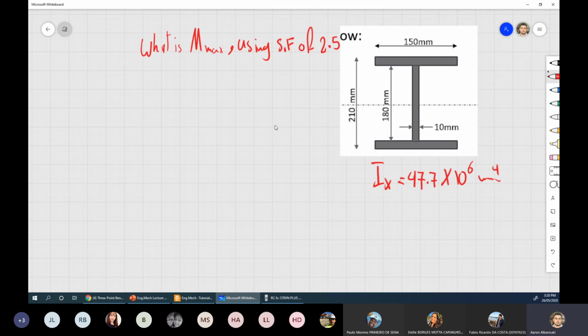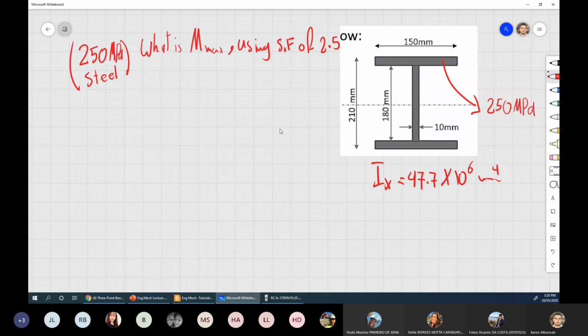Sorry, I forgot to tell you here. This is using a 250 MPa steel. If the strength of material is 250 MPa steel, this is here, 250 MPa. And I'm asking you, what's the maximum moment I can use or apply on this beam with a safety factor of 2.5? Let's think about it.